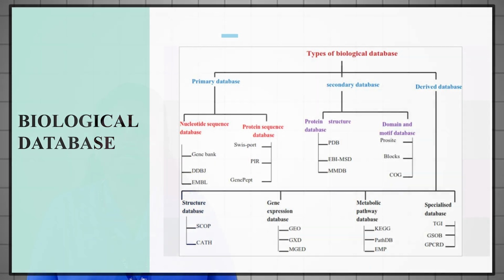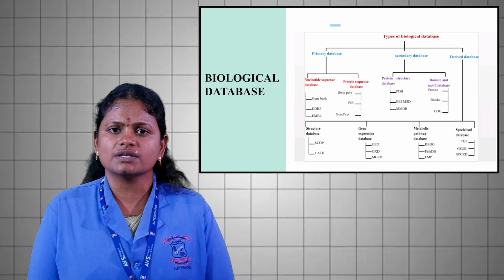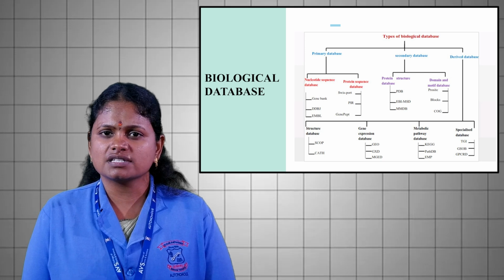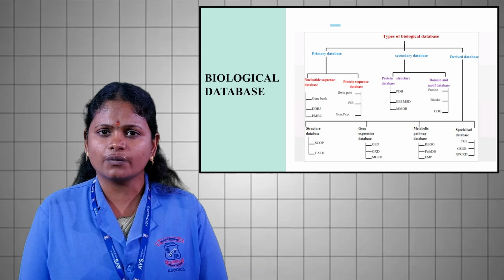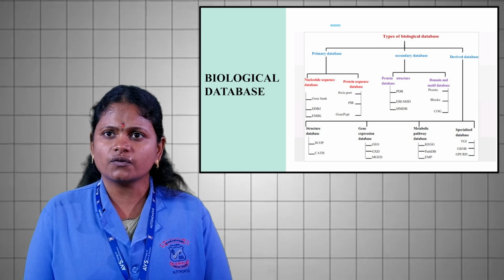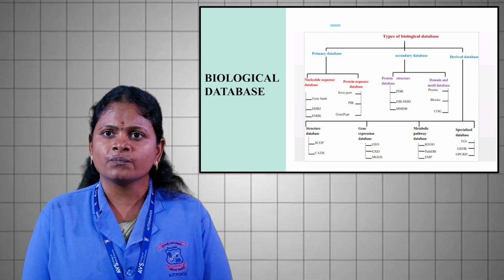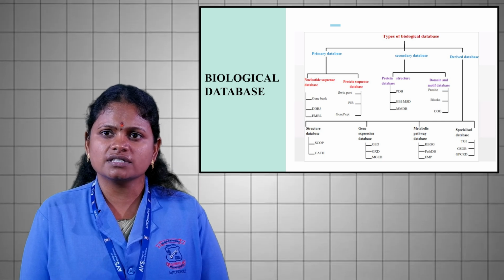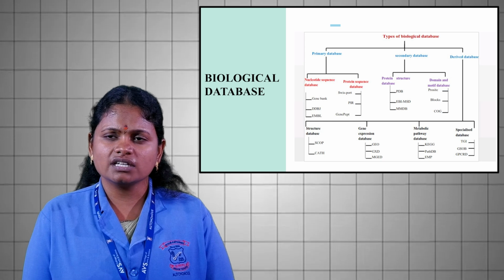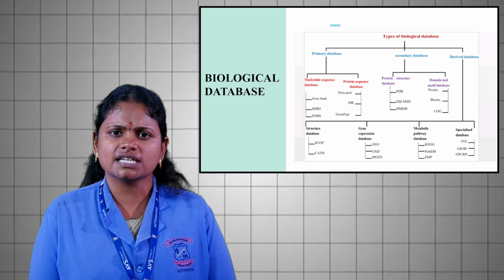Next, types of biological databases. There are three types: primary databases, secondary databases and derived databases. Primary databases are of two types: nucleotide sequence databases and protein sequence databases. Nucleotide sequence databases are GenBank, DDBJ and EMBL. Protein sequence databases are Swiss-Prot, PIR and GenPept.